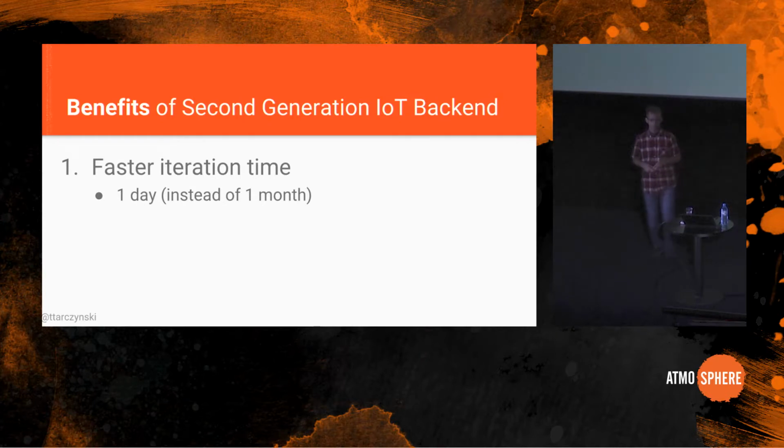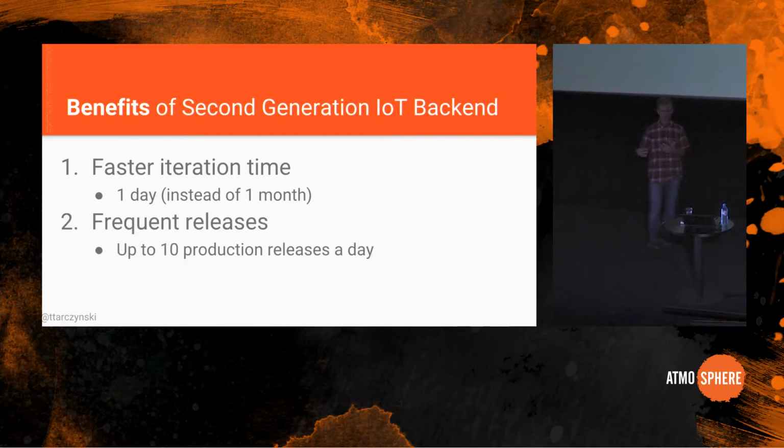So how have we benefited from using this second generation of microservices? First big benefit is way faster iteration time. So now we iterate every day. The platform changes each and every day for our users, and compared to 1 month, it's a big change. How frequently are we able to release software? It used to be once per month. Now it's something like 10 times per day.